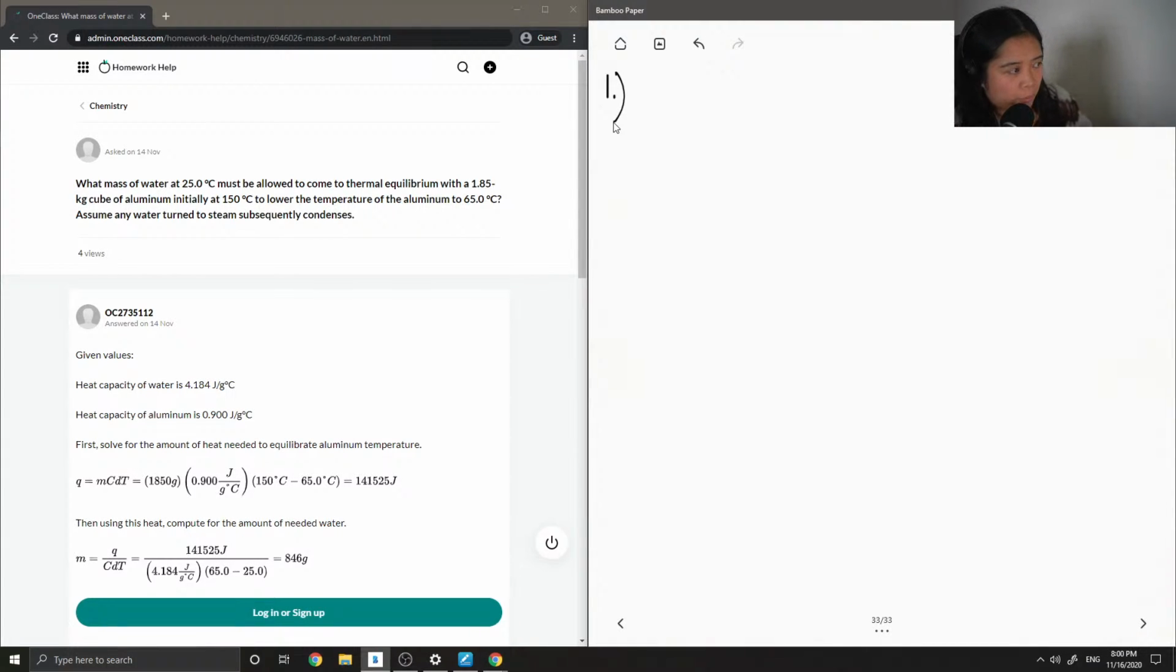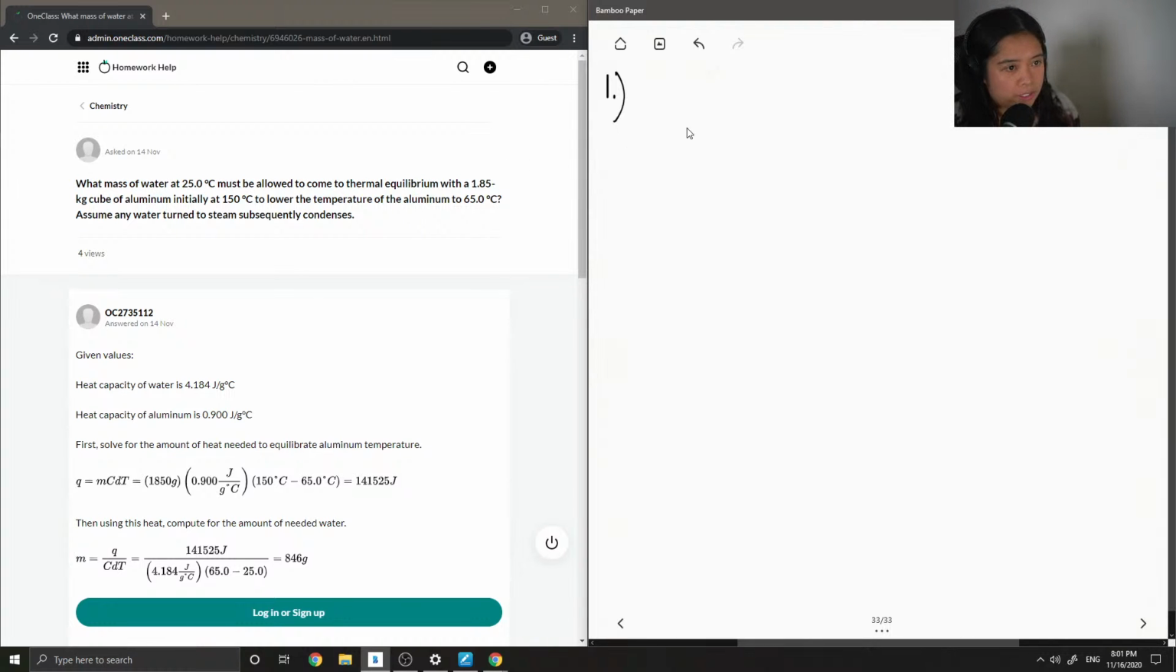Okay, so question 1 asks, what mass of water at 25 degrees Celsius must be allowed to come to thermal equilibrium with a 1.85 kilogram cube of aluminum initially at 150 degrees Celsius to lower the temperature of the aluminum to 65 degrees Celsius? Assume any water turned to steam subsequently condenses.